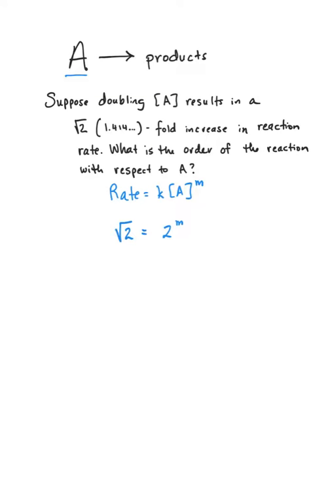So what's the sensitivity of this reaction? What's the order of this reaction, or the exponent m's value? Well, you might recognize that in order to get the square root of 2 from 2, we have to raise 2 to the 1/2 power. So in this case, the order of the reaction with respect to A is fractional. It's 1/2. But what happens if we had no earthly idea how to deduce this fractional exponent?